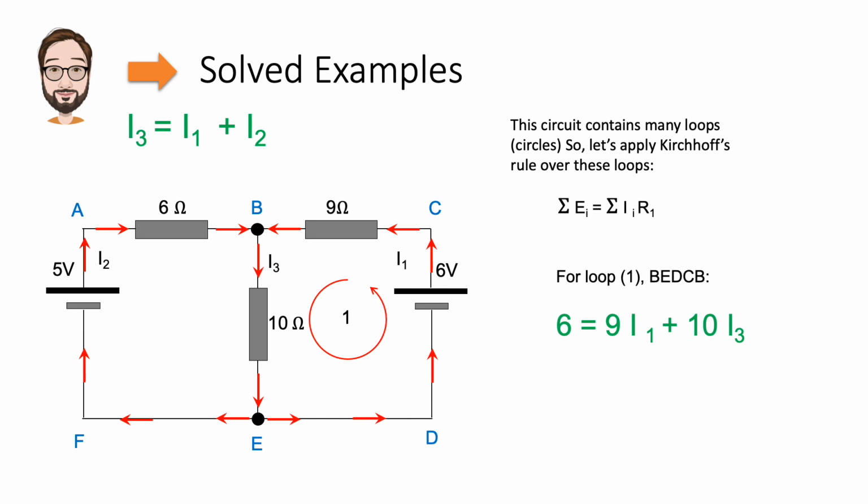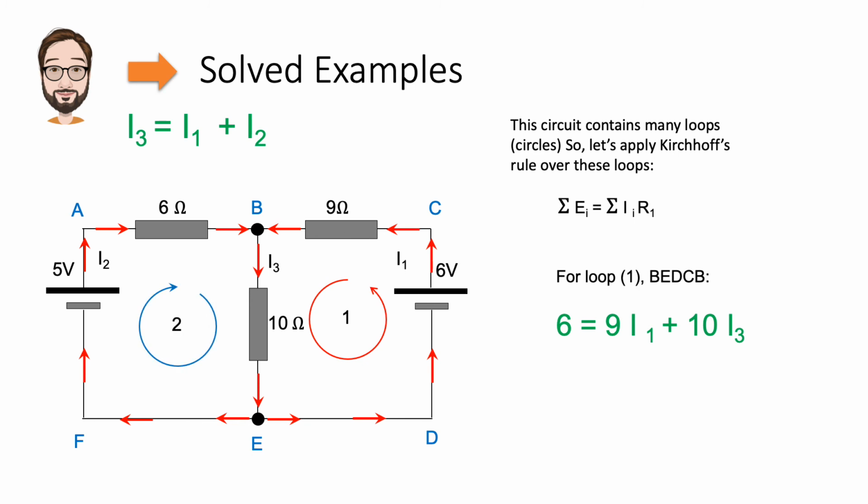Now, the energy consumed would be consumed in the 9 ohms and then 10 ohms. And what are the currents? In the 9 ohms, the current is I1, while in the 10 ohms, the current is I3. So I'm going to say that 6 equals 9 I1 plus 10 I3. Remember, the direction of the current in here follows the direction of the loop that you proposed. If it happens in a different way, we may change that, but not in here.